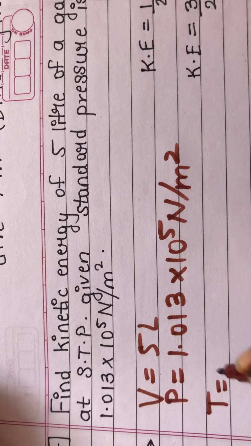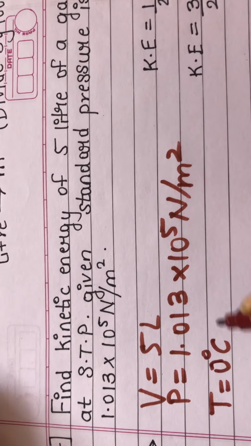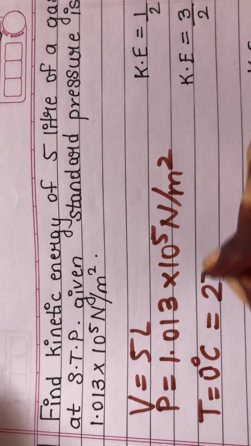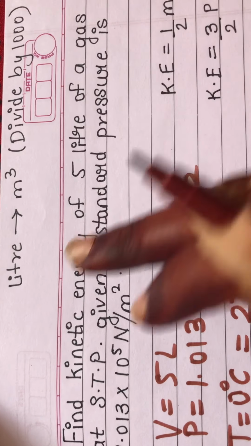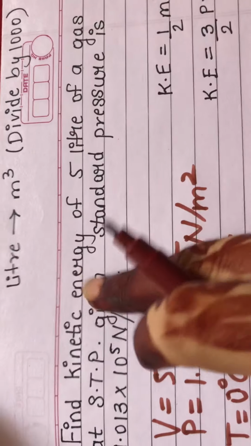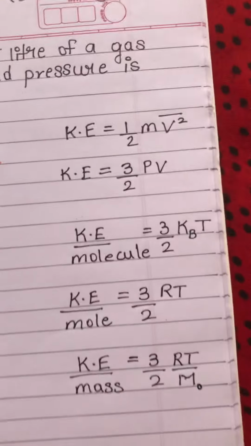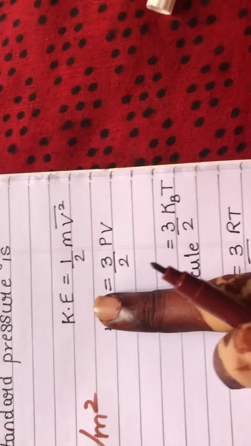Temperature will be 0 degrees Celsius, and if we convert it into Kelvin, it will be 273 Kelvin. Now, before explaining this numerical, let me explain you some formulas of kinetic energy which will confuse you all. Let's see.